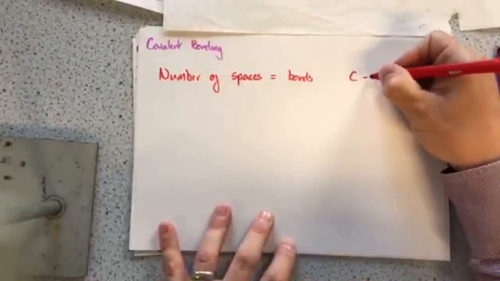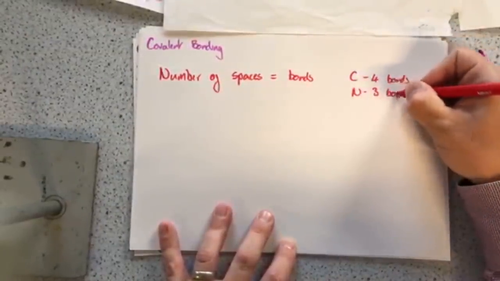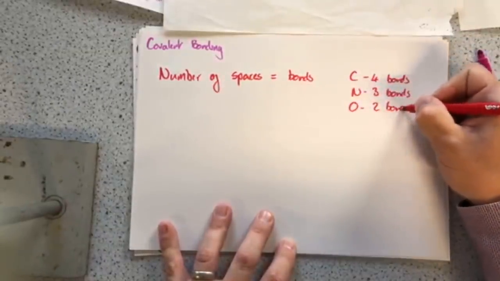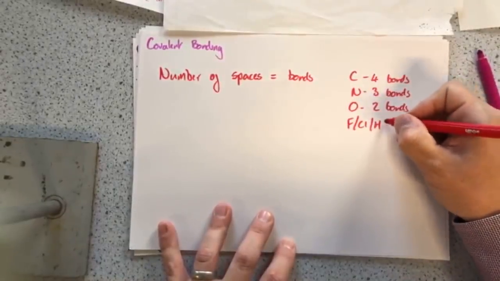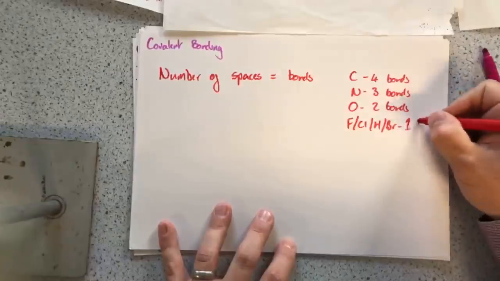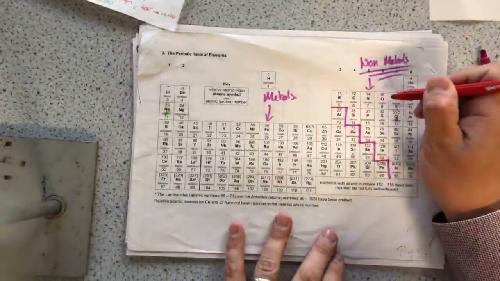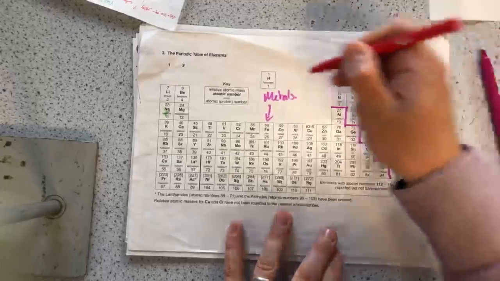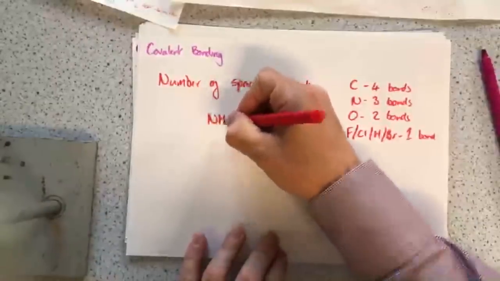So for example, carbon makes 4 bonds, nitrogen makes 3 bonds, oxygen makes 2 bonds, fluorine, chlorine, hydrogen, bromine, things like that, all make 1 bond. And that's really important when we come to determining structure. So I'm going to take an example of carbon dioxide. Now we'll do ammonia first. So ammonia contains nitrogen and hydrogen. The formula for ammonia is NH3.